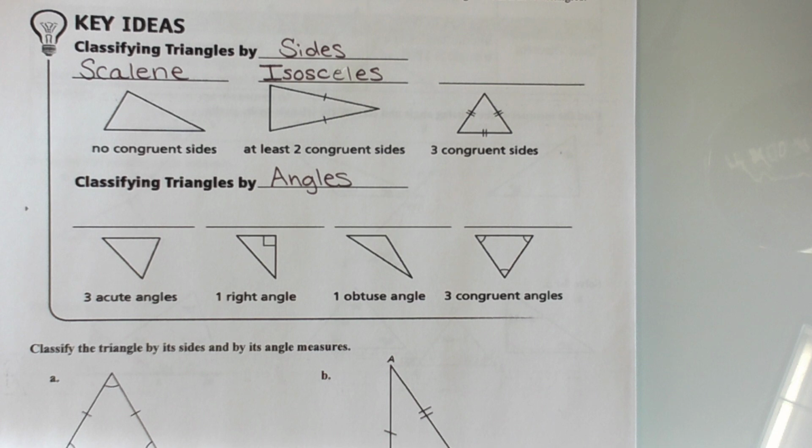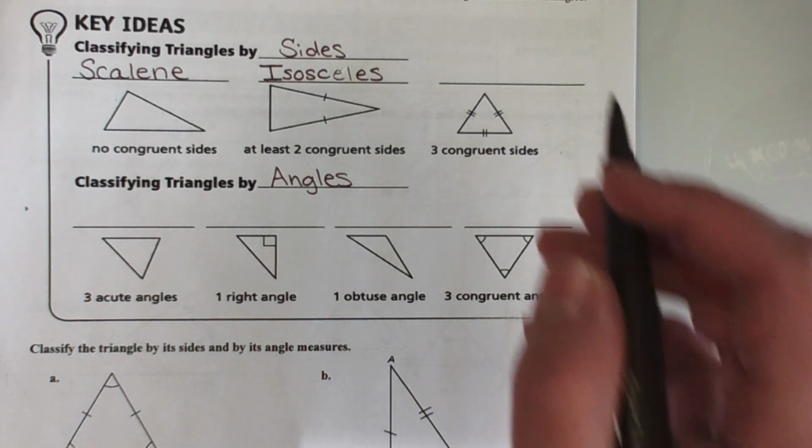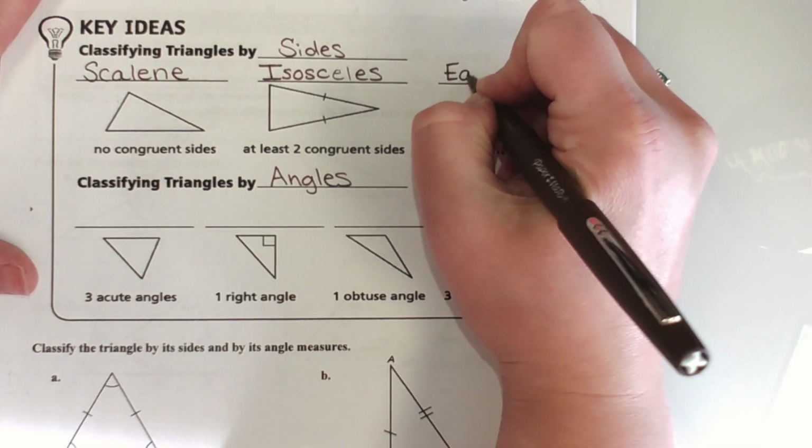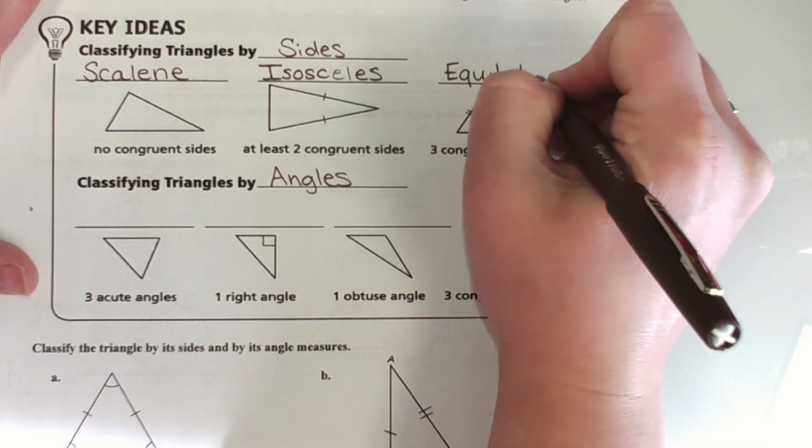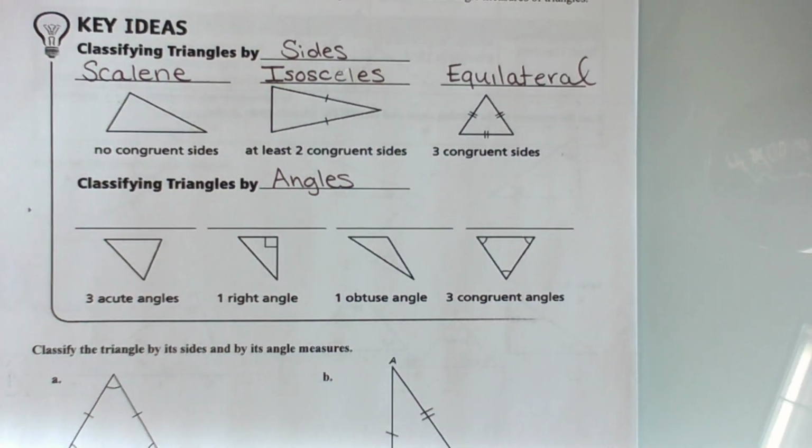Three congruent sides. Grab a notes packet. Okay, three congruent sides starts with an E. Equilateral. Good job, Kelly. I'm so proud of you.